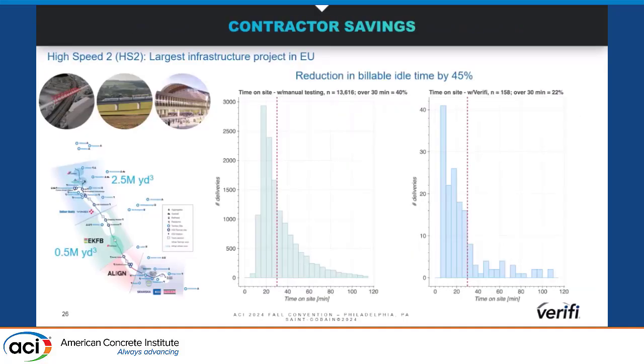This is the high-speed rail, the largest infrastructure project in the EU. They're placing 3 million cubic yards of concrete over the next 4 or 5 years. And one of the things is that the contractor, when they got the job, agreed to testing every single load of concrete. So every single delivery of concrete had to be tested.